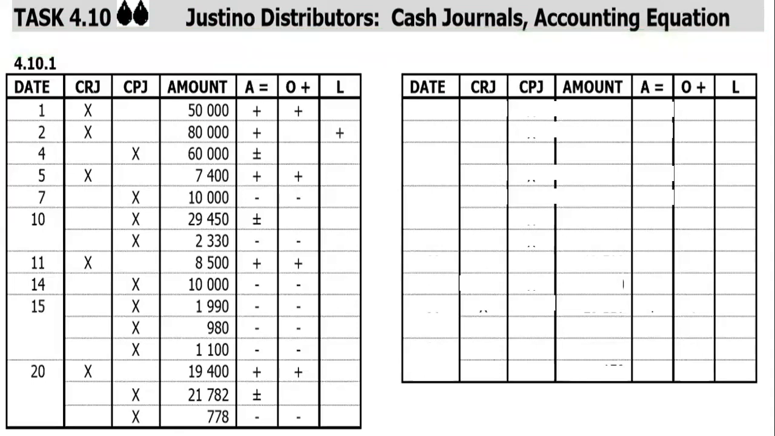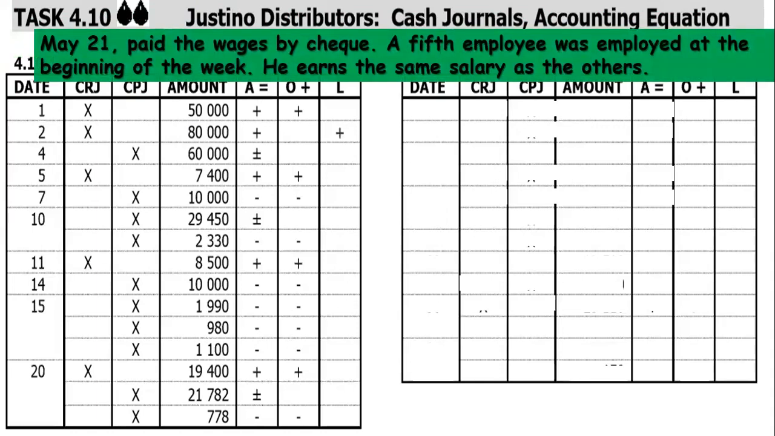Moving on. On May 21, paid the wages by check, right? So we enter that transaction, 12,500. And we are told that there is another employee who has been employed, so it goes up to 12,500. It goes up by 2,500. Remember, we have been paying our wages at an amount of 10,000, and there were 4 employees, and they all earned the same amount, which means each employee earned 2,500. So now, if there are 5 of them, the amount goes up. We now pay a total wage bill of 12,500.